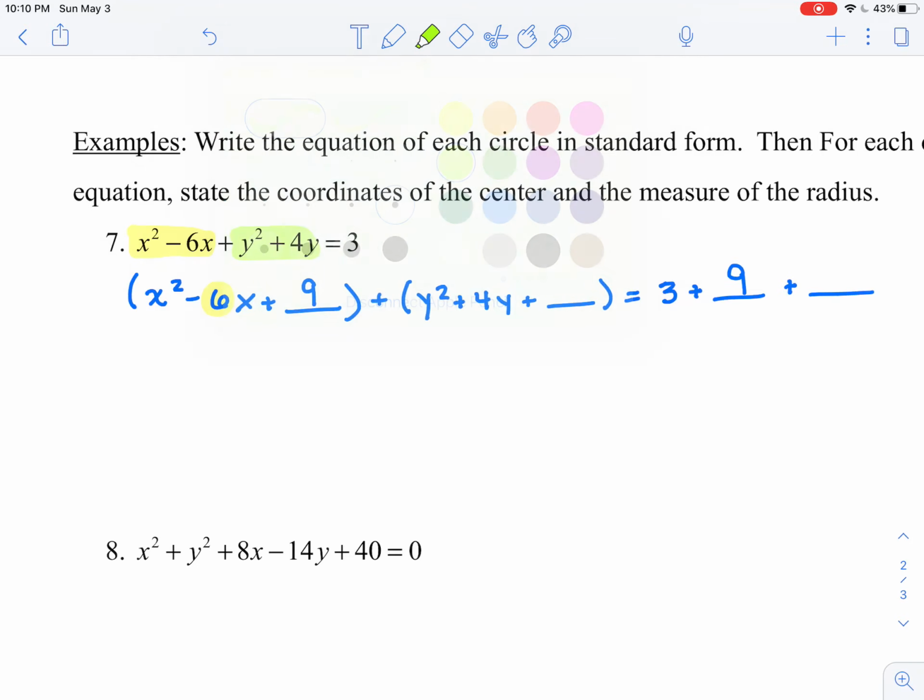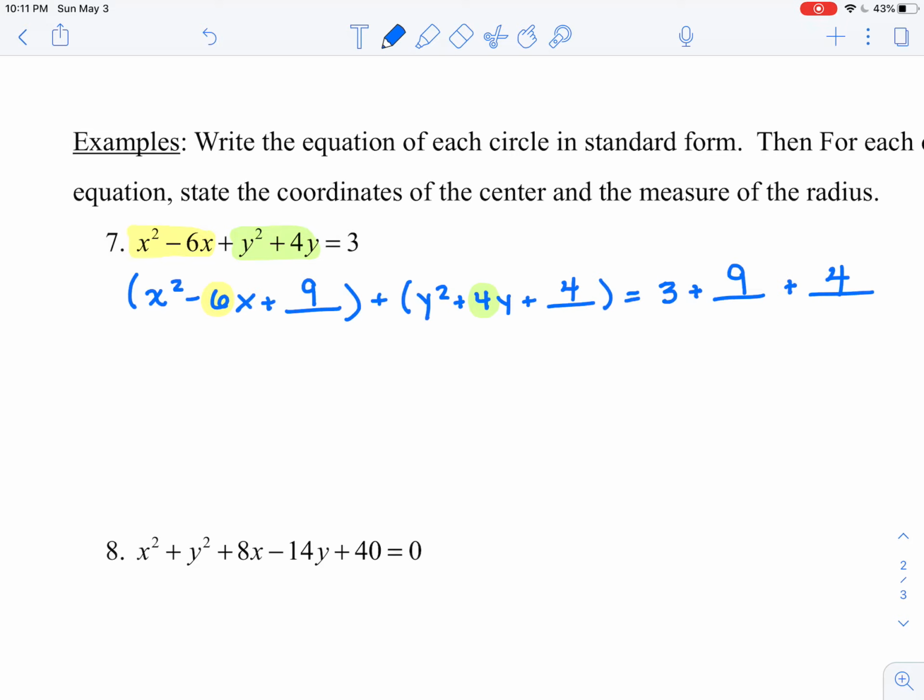Okay, then I'm going to complete the square for the y's. So for the y's, I have y squared plus 4y plus something. Again, to get that something, I look at the middle term, so I look at the number attached to the plain old y, cut it in half, so 4 divided by 2 is 2, then square it. So 2 squared gets me back to 4. The 4 goes on the left side of the equation. It also has to go on the right side of the equation to keep it balanced.